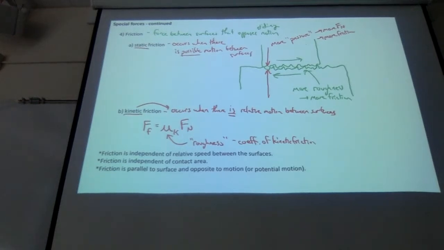It occurs when there is possible motion between surfaces. So, let me move this over here. I'm going to move this right here. And I'm going to use this thing as an example. Okay, so are you ready here? Here it comes. Possible motion.